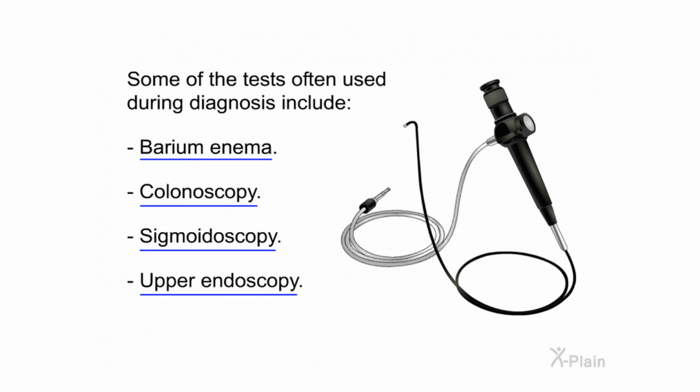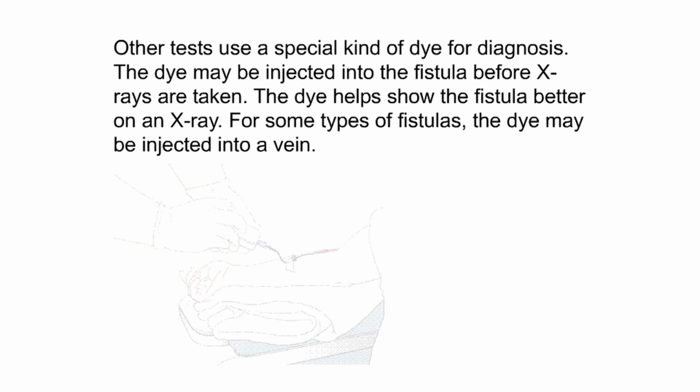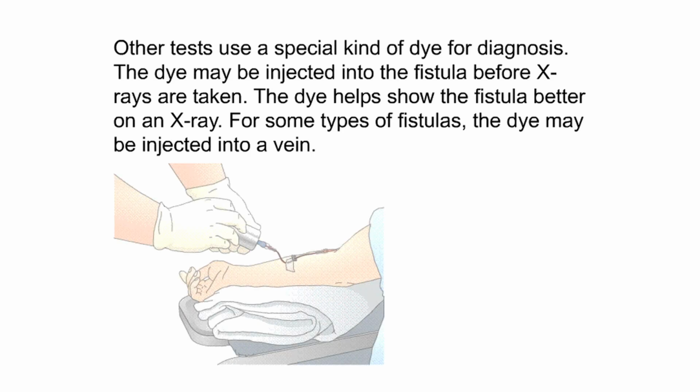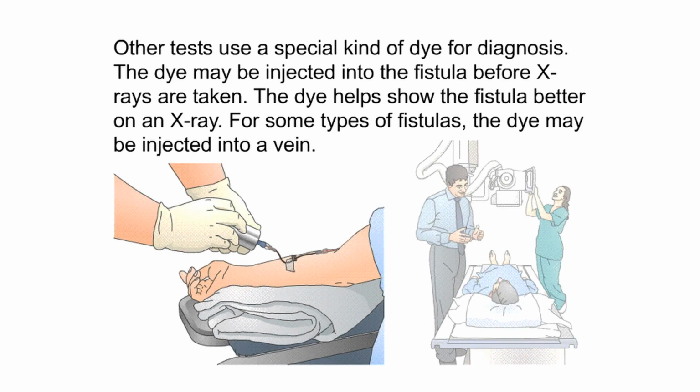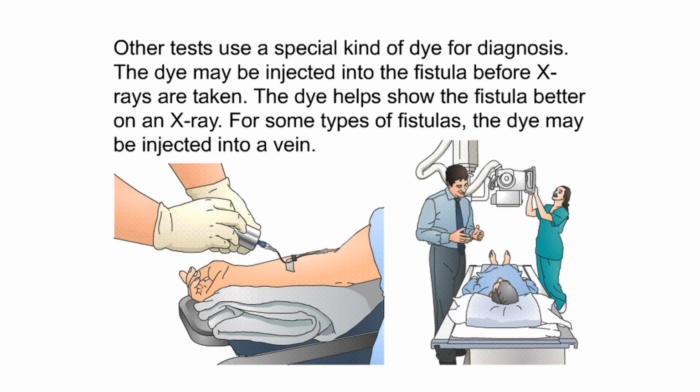Some of the tests often used during diagnosis include barium enema, colonoscopy, sigmoidoscopy, upper endoscopy. Other tests use a special kind of dye for diagnosis. The dye may be injected into the fistula before X-rays are taken. The dye helps show the fistula better on an X-ray. For some types of fistulas, the dye may be injected into a vein.